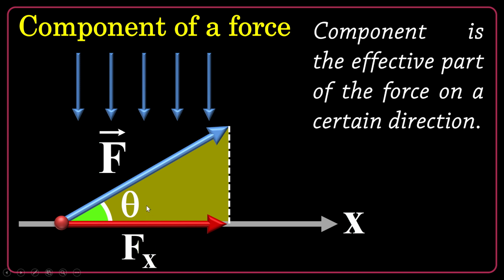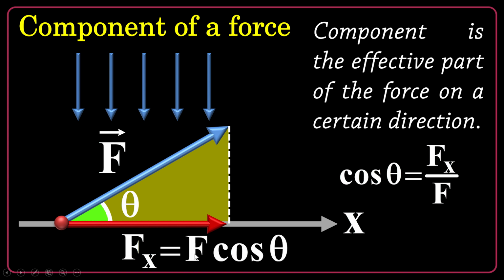It's very easy. You know, in this right triangle, by definition, cosine will be the adjacent divided by the hypotenuse. So cosine will be Fx divided by F. F is the magnitude of the force, the hypotenuse, and Fx is the horizontal component. If I cross multiply, Fx would be F cosine of theta. So by using the cosine function, we can easily find the component of a force on that certain direction.